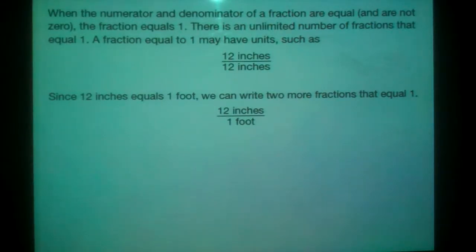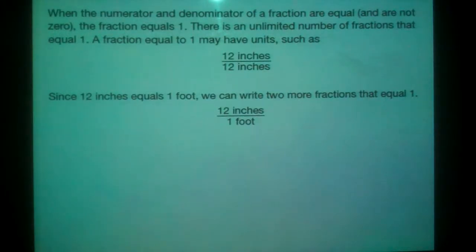Okay. So when the numerator and denominator of a fraction are equal and are not 0, because we can't have 0 in the denominator, the fraction equals 1. There is an unlimited number of fractions that equal 1. A fraction equal to 1 may have units, such as 12 inches over 12 inches, and that equals 1.